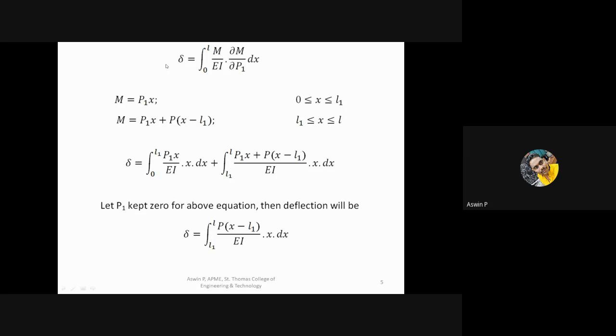If we are substituting P1 as 0, this term will become 0 and this term also will become 0, this first term. So final equation will be integral from L1 to L, the second term, P into (x minus L1) divided by EI into x into dx. മനസ്സിലാവാത്തവരുണ്ടെങ്കിൽ പറയാം. വെരി ഇമ്പോർട്ടൻറ്റ് ഇക്വേഷൻ. It's very easy to solve such equations. ഇത് ഒരു മെത്തേഡ് പഠിക്കുവാണെങ്കിൽ നമുക്ക് ഈ ഫോർമാറ്റിൽ സോൾവ് ചെയ്ത് വന്നു കഴിഞ്ഞാൽ പെട്ടെന്ന് ഉത്തരത്തിൽ എത്താൻ പറ്റും.